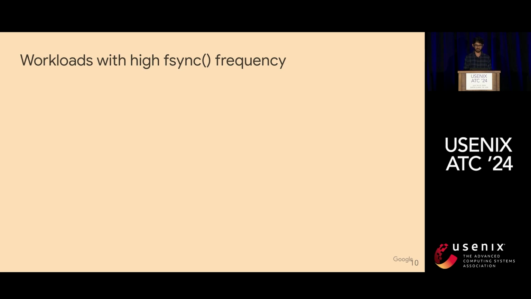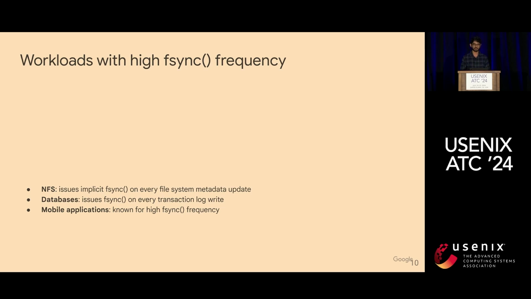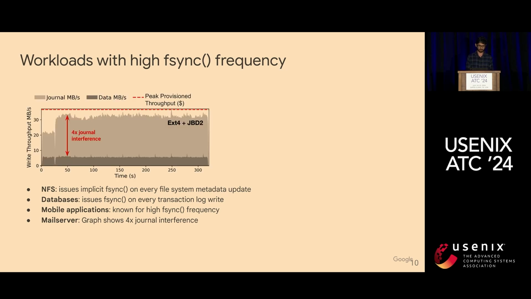Given this, you would expect that fsync in real world workloads is not called that often, but many popular workloads in fact do end up doing fsync frequently to meet consistency guarantees. NFS, for example, issues an implicit fsync call on every file system metadata update. So even if you just create a file and don't call fsync, NFS is going to issue fsync right after that. Databases issue fsync on transaction log writes. Mobile applications are known to issue fsync at very high frequency. Mail server is another workload where we see high fsync frequency.